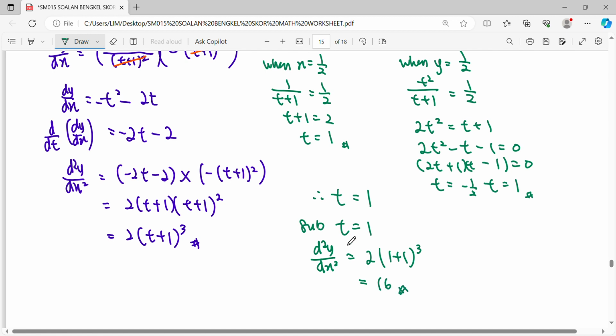Kalaulah soalan, when x equals 1/2, the parameter is 1 and negative 1/2. Y pun jawapan yang sama, negative 1/2 and 1. So ada berapa parameter di sini? 2. Maka d2y/dx squared kita ada 2 lah jawapan. Alright.